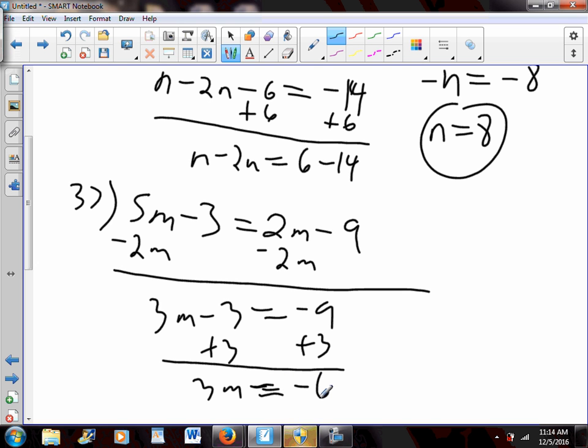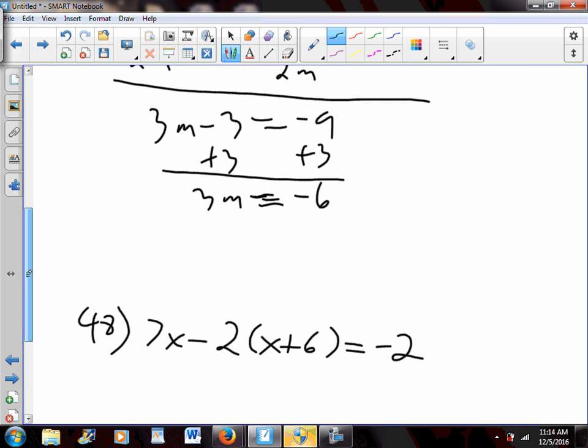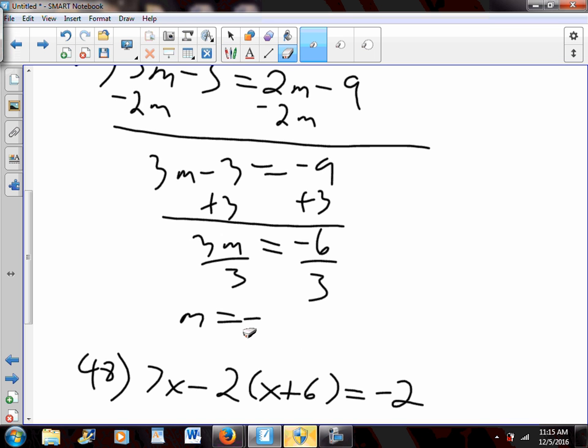Okay, a negative 6. Then when you divide by 3, that's going to give you a negative 2. Okay, and you should plug that in there just to make sure that it works. Now we're going to go ahead and go into the next 2 problems here.